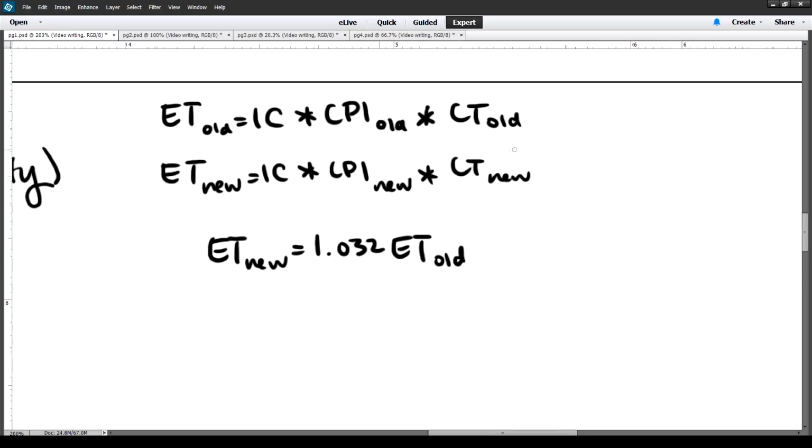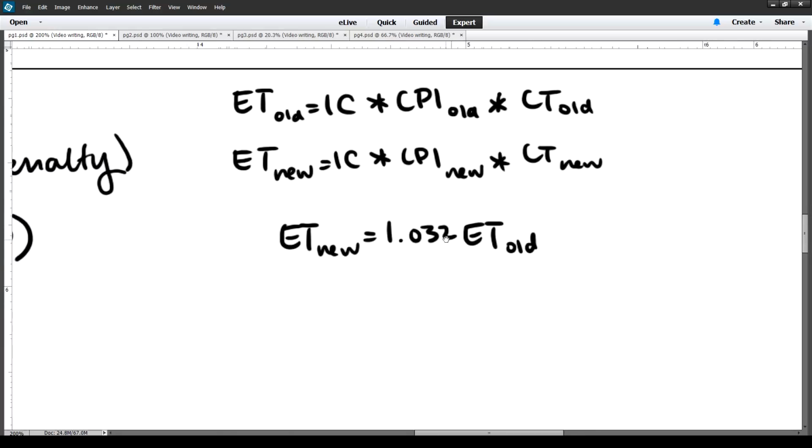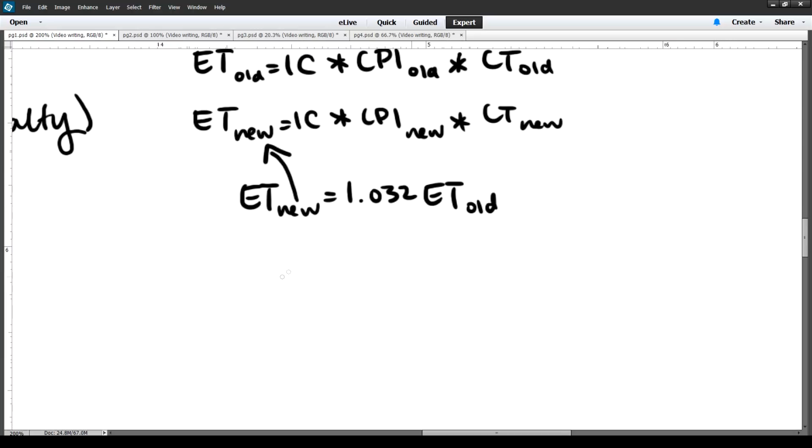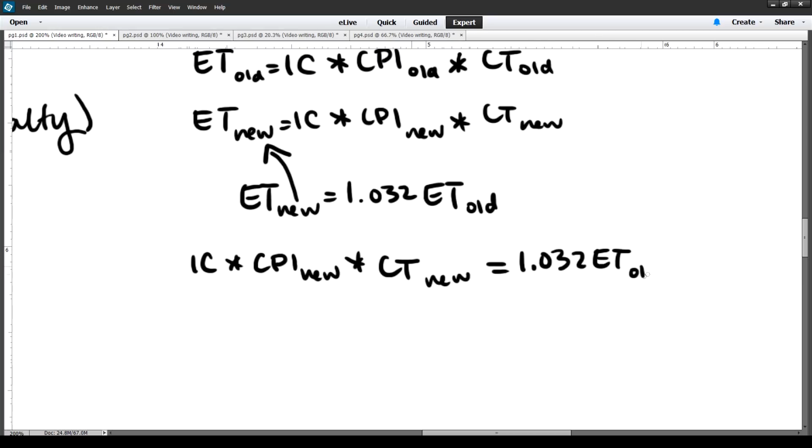So we have two unknowns, cycle time old and cycle time new, and we have three equations, so we'll be doing some substitution and basic algebra. First, I'll be substituting in what I know for execution time new, these two things. So instruction count times CPI new times cycle time new equals 1.032 execution time old.